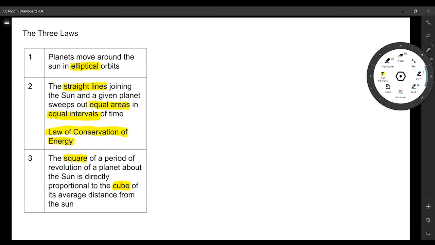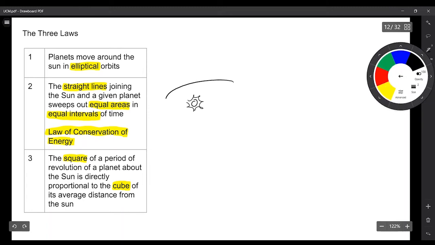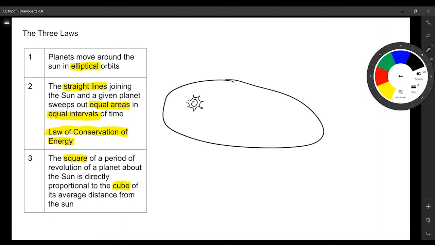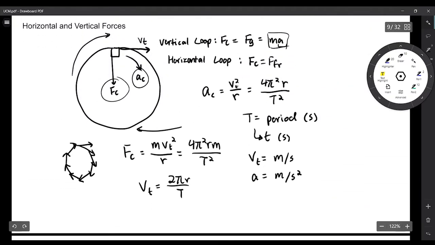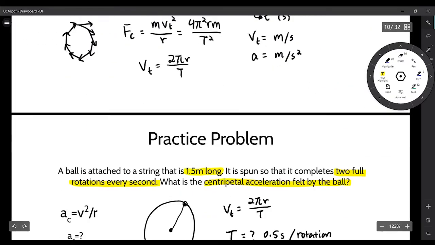Let's say we had our orbit. I guess this looks more like a sun than before. Here's our orbit. And let's put these planets at different points. Now we know that their centripetal force, FC, will be a straight line joining the sun and their location. Oh, that is definitely not a straight line. Okay, awesome. But what about velocity and acceleration, like we said before? Because we know from earlier that FC relies especially on the tangential velocity.